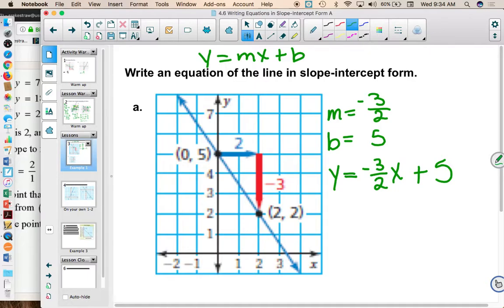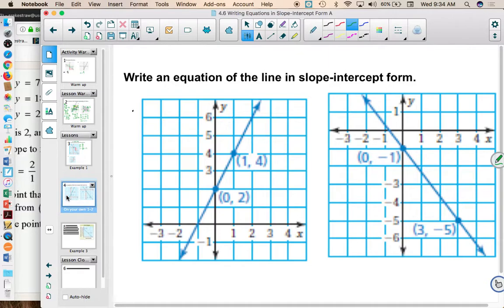It got me confused because I thought it was 2/3 at first, because it does the over first, and I usually do the up and down first. You just have to know that it's the change in y, so you always look at the y first, over the change in x.